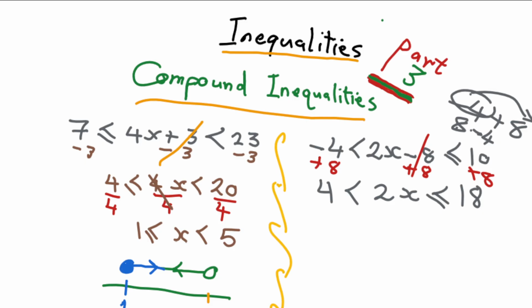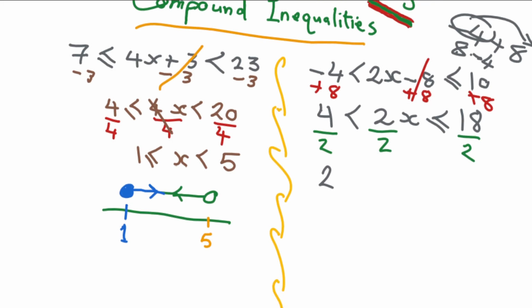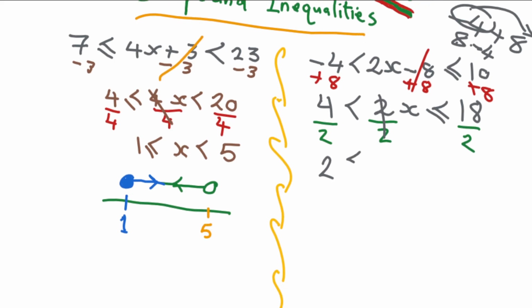Now that's very good. We got rid of the negative 8. Let's do divide by 2, divide by 2, divide by 2. So that will give me 4 divided by 2 is 2, is less than 2x divided by 2. The 2 will cancel, so we'll have just x is less than or equals to 18 divided by 2 is 9. We solved it. Now let's represent it in a number line. This is our nice number line. We have 9 here, and we have 2 there. You don't need to use a ruler, just do it.